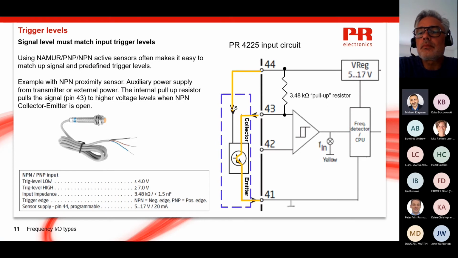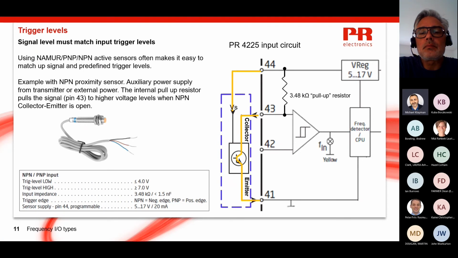Here we have an NPN sensor with a PR Electronics 4225 frequency converter and its specifications. Let's have a look. When an NPN sensor detects a target, the transistor conducts and the collector-emitter junction resistance drops to just a few ohms. In the example here, the collector and emitter are wired to terminals 43 and 41. When the NPN conducts, the voltage at terminal 43 drops to nearly 0 volts because terminal 41 is at input circuit ground.